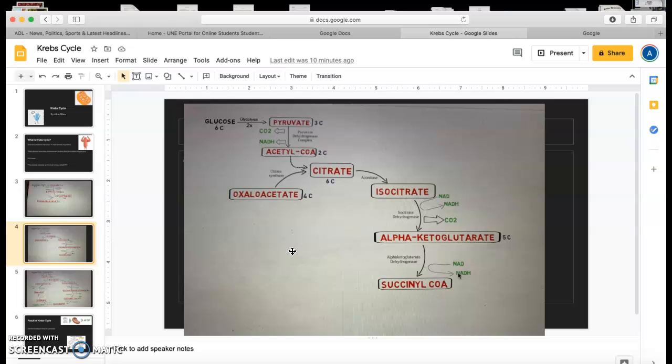From that, it is oxidized to the next step called alpha-ketoglutarate, and a new molecule of NADH is formed plus 1 CO2 molecule, which is still very tiny little pieces. Next step is called succinyl-CoA, and another NADH is being formed and CO2 is being released.